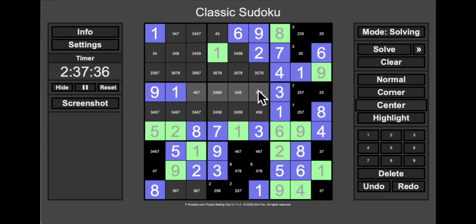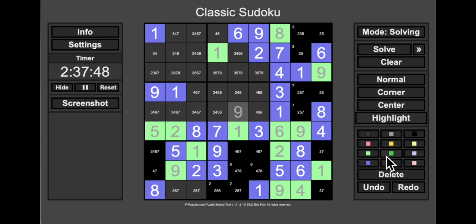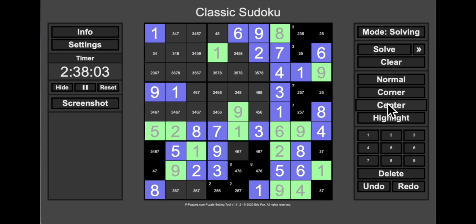This 9 precludes any of these from being a 9. Specifically these ones. This can't be a 9 because of that. This can't be a 9 because of that, so this is now 9. And I believe that's a good digit. Oh, that's 6. Looks down here. This can't be 6.